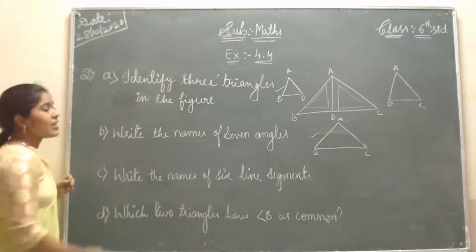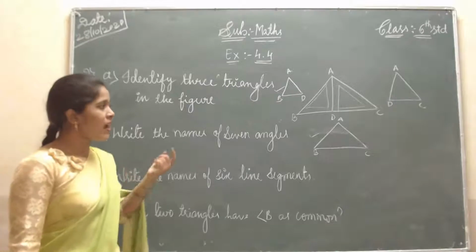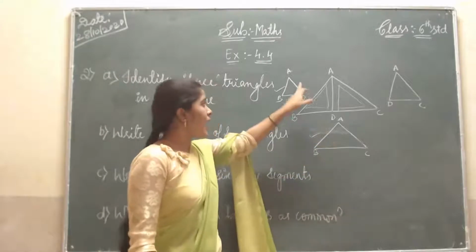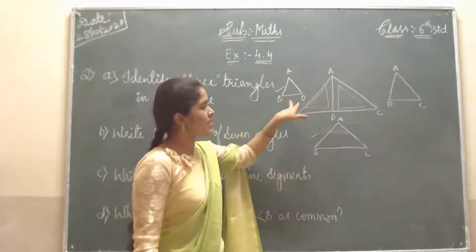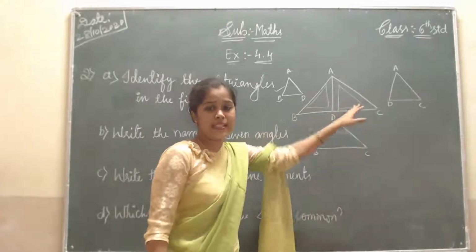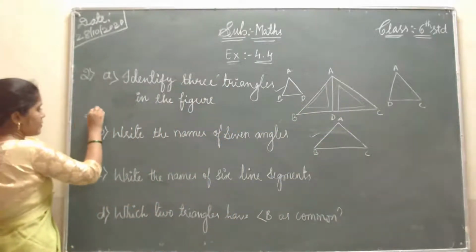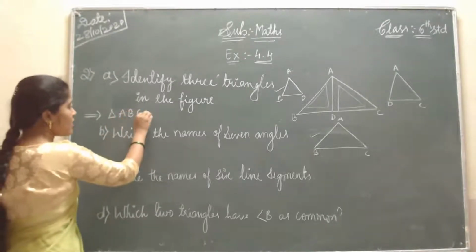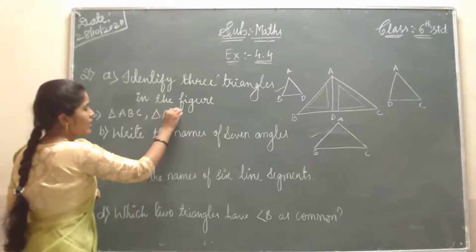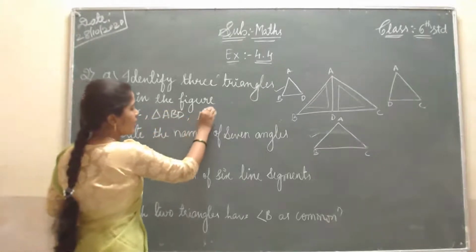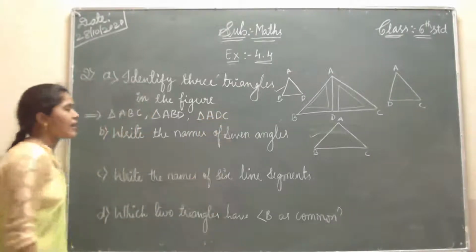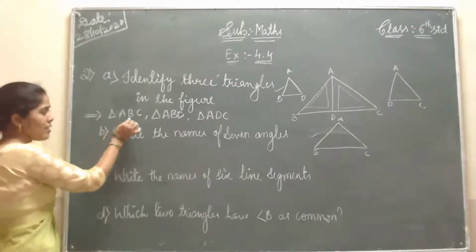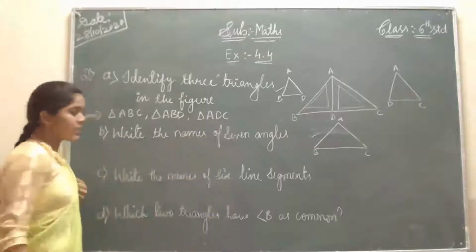Identify the three triangles in the figure. One is ABC: this big one is the first triangle. ABD, only this part, is the second triangle, and ADC, this part, is the third triangle. Triangle ABC is the first triangle, triangle ABD is the second, and triangle ADC is the third. So we write ABC, ABD, and ADC.